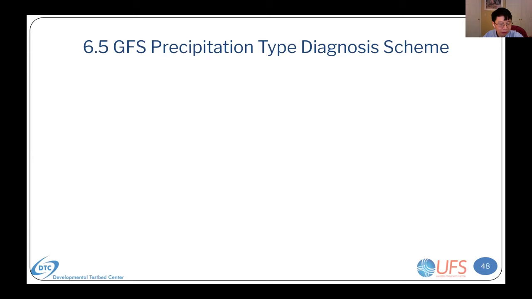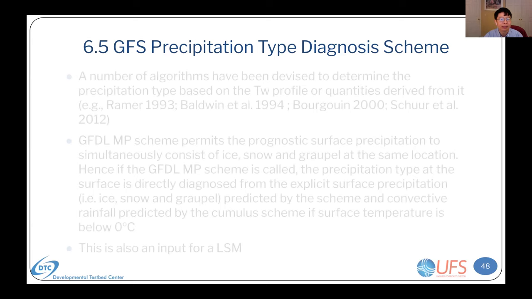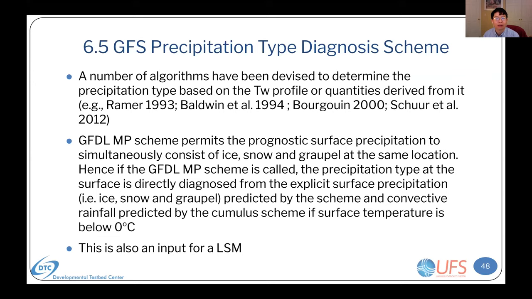Then the GFS precipitation type diagnosis. Basically, it's based on the dew point profile, also the surface temperature. So when the surface temperature is below zero, then you have ice or snow or graupel. So this model can define the precipitation type to provide to the model. It can also be an input for the land surface model.